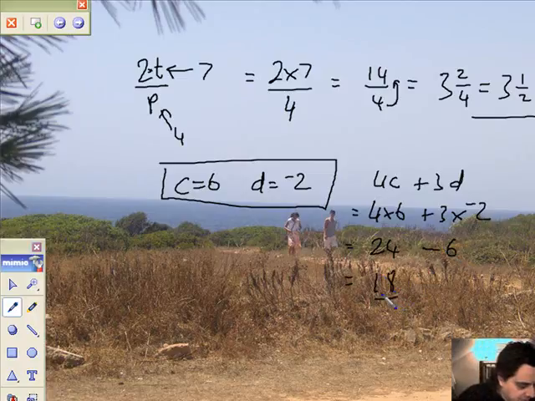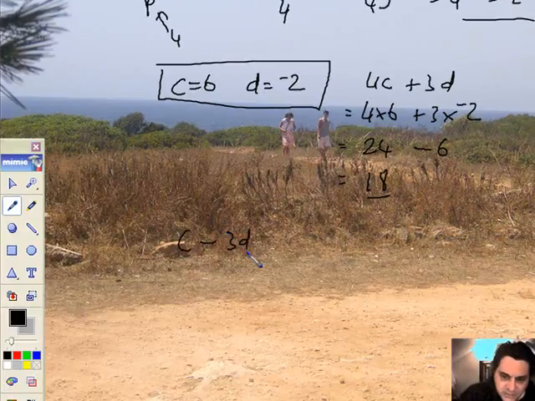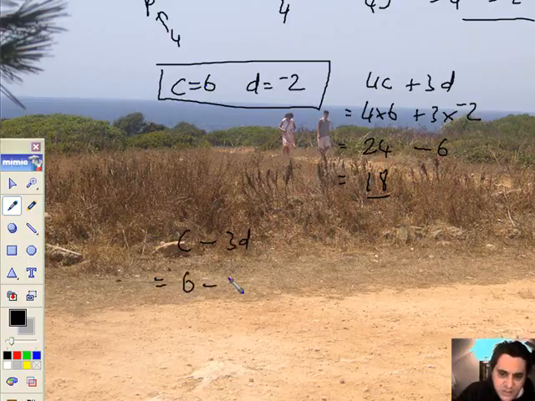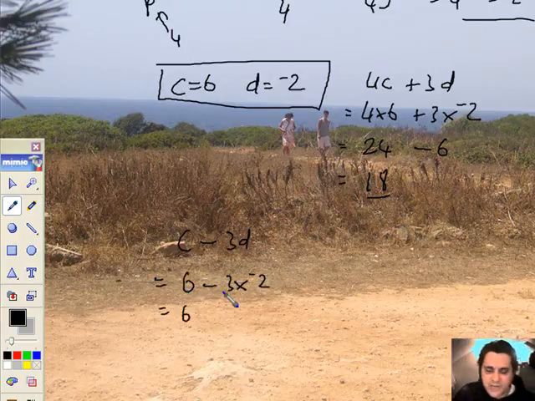Do another one. It looks scary. It says here C minus 3 lots of D. Let's substitute. Well, 6 is the C. Minus 3 times minus 2. Right, 6 is 6. What is minus 3 times minus 2? Minus times minus is a plus. Minus 3 times minus 2 is positive 6. So 6 plus 6, 12.